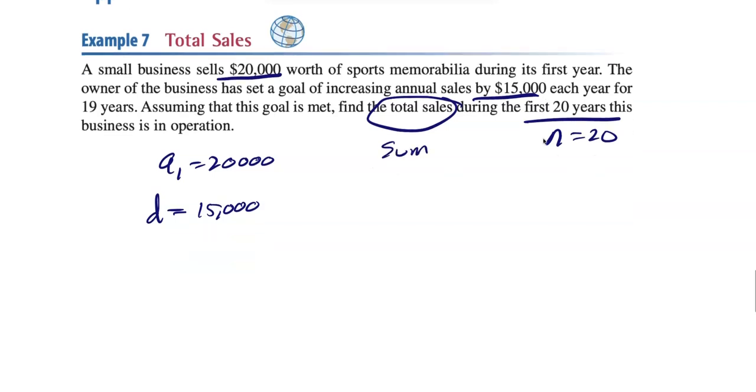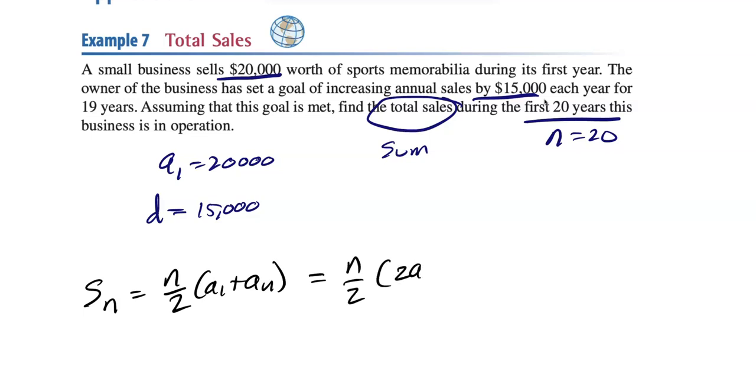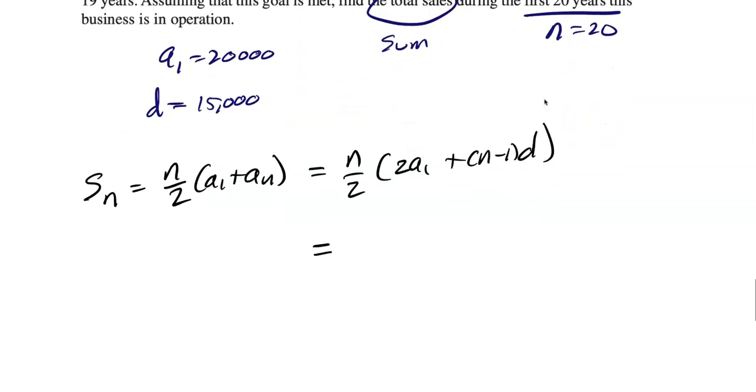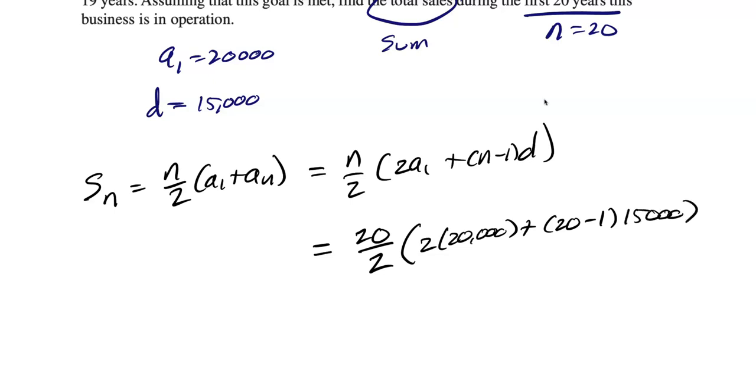All right, so we're going to do another one where we do Sn. S is for sum. We can either do this formula. Again, if I use this formula, I do have to find how much I sold in the 20th year. Or we can use this formula, which I don't need that. So we're going to use this one real quick. So my n is 20 over 2. a1 is 20,000 plus 20 years minus 1 times the common difference 15,000. And we get 3,250,000. And that's the lesson.